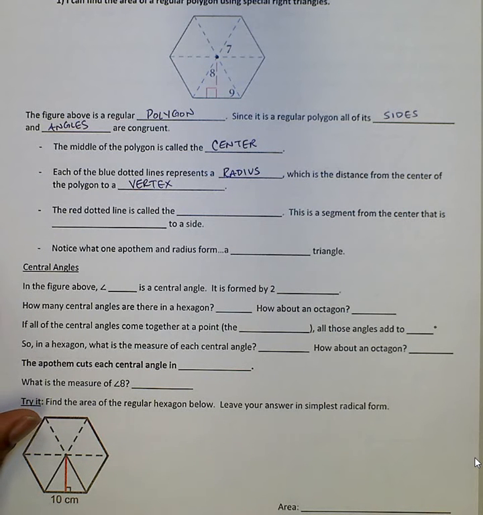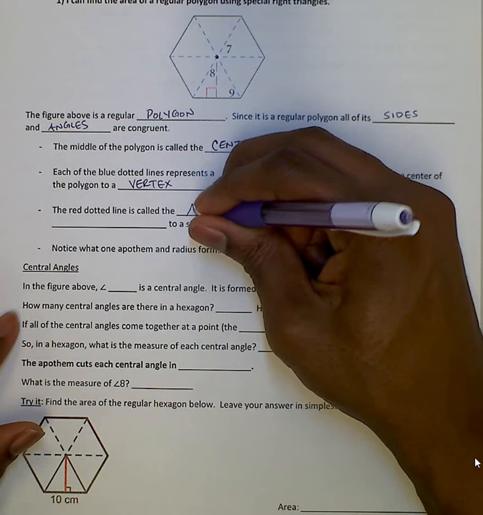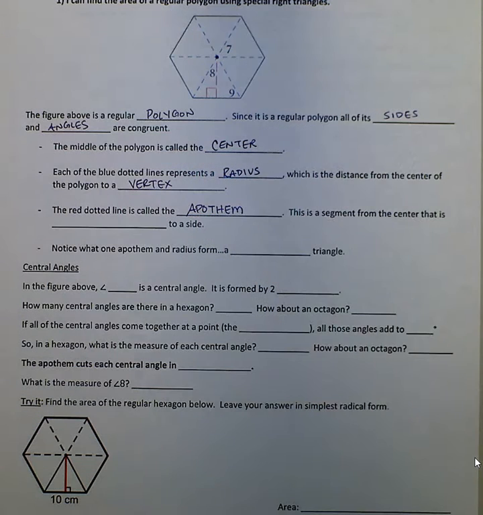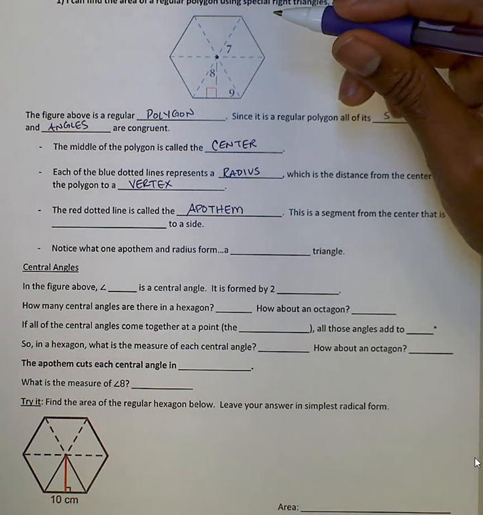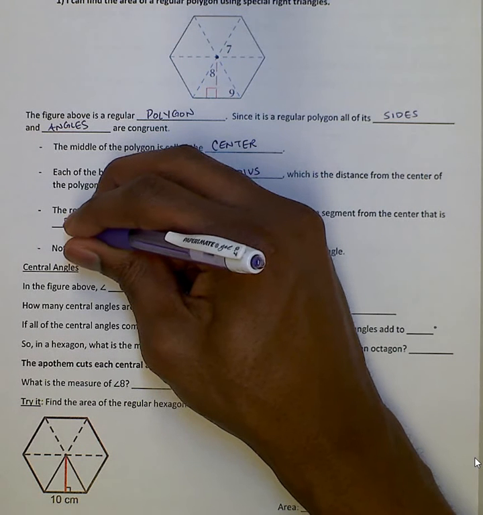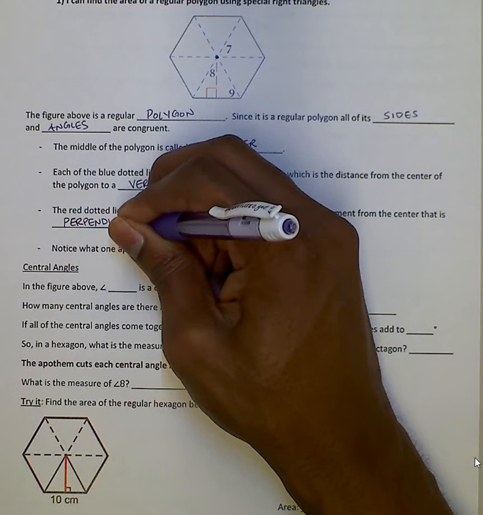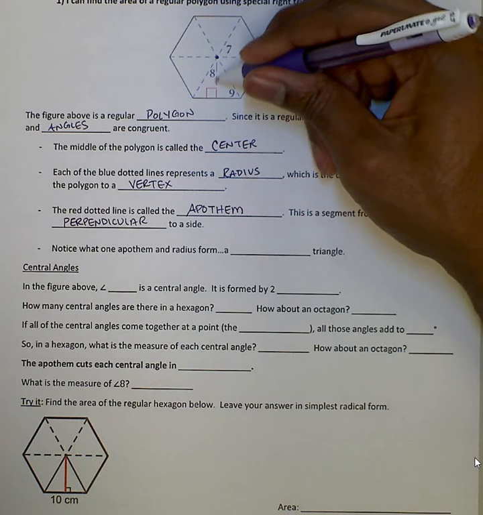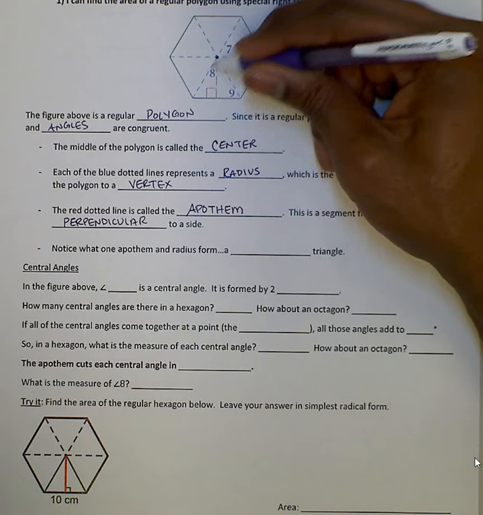The red dotted line is called the apothem. I'll usually call it apothem because that just naturally rolls off better. This is a segment from the center that is perpendicular to a side. Notice what one apothem and radius form. This apothem and this radius form a right triangle.